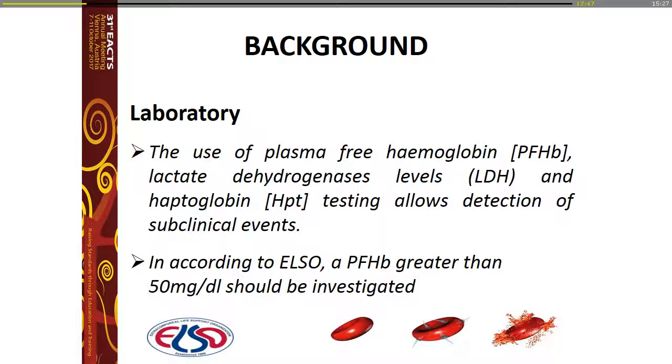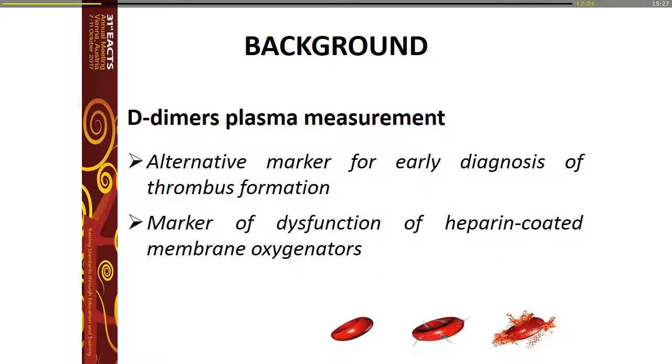The degree of hemolysis is routinely monitored by plasma-free hemoglobin, lactate dehydrogenase level, and haptoglobin testing, which allow detection of subclinical events, and can rise significantly during ECMO therapy. According to ELSO, a free hemoglobin greater than 50 mg/dl should be investigated. Another important value during ECMO is the D-dimer plasma measurement. It's represented by plasmin activation and fibrinolysis. It might be an alternative marker for early diagnosis of thrombus formation and expansion in heparin-coated membrane oxygenators.